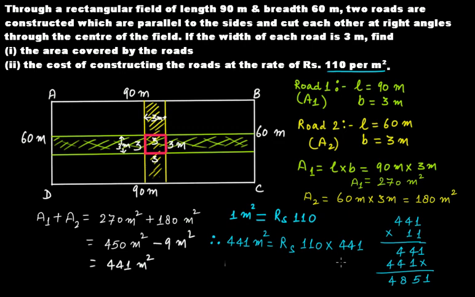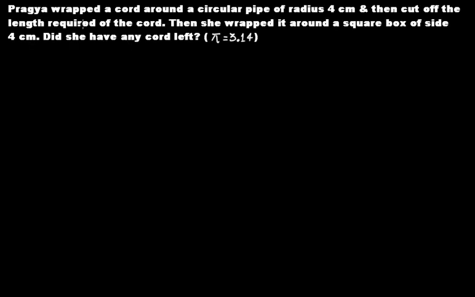This gives you 4851, and the 0 we have left here while we were calculating this product. So put 0 here. We left this just to avoid one increased step in calculation. So rupees 48,510. This will be the cost of the construction for these two complete roads at a rate of rupees 110 per meter square. Now let's move to this problem.